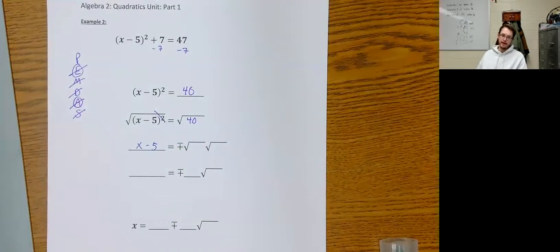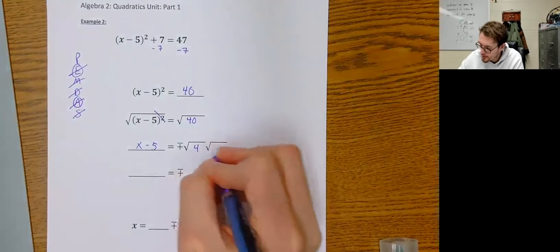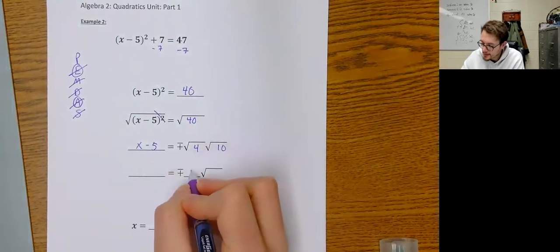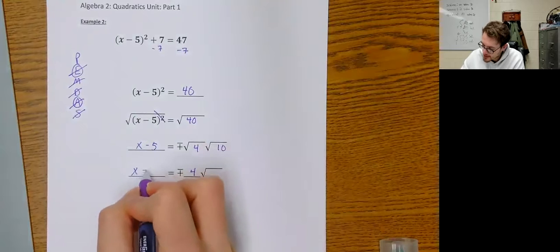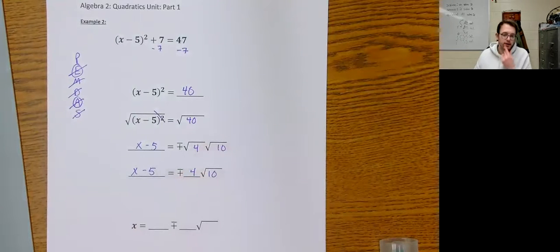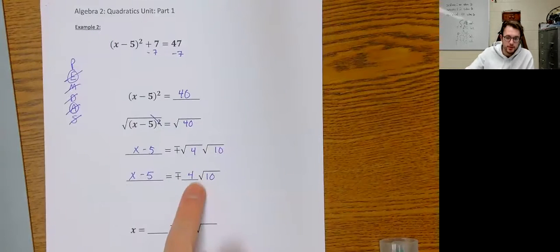What goes into 40 that has a square root? What's a perfect square? I'm going to say 4. 4 and 10. What is the square root of 4? It is 2. Just drop your x minus 5 because you didn't touch it yet. 10 in there. You can't do anything more with the square root of 10. So that's simplified as much as we're going to get.